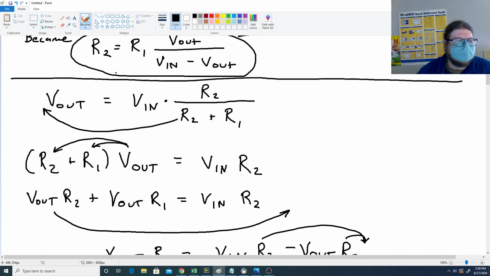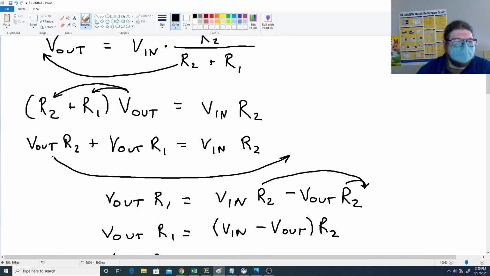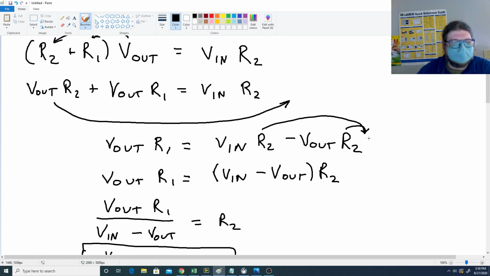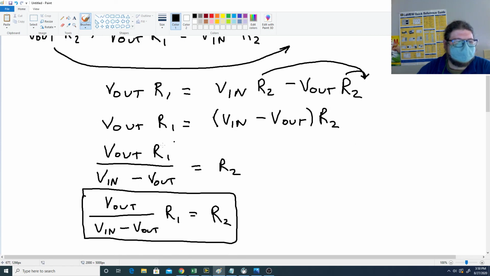And this little work here is basically: multiply across, distribute, pull the terms that have R2s back to the same side, factor the R2 out, divide by the stuff that's not the R2, and that gets you basically what they did to generate that equation.